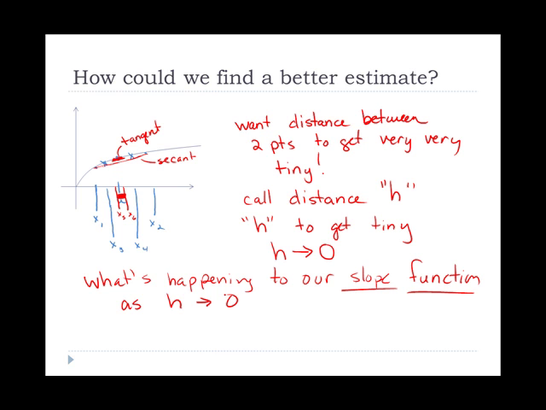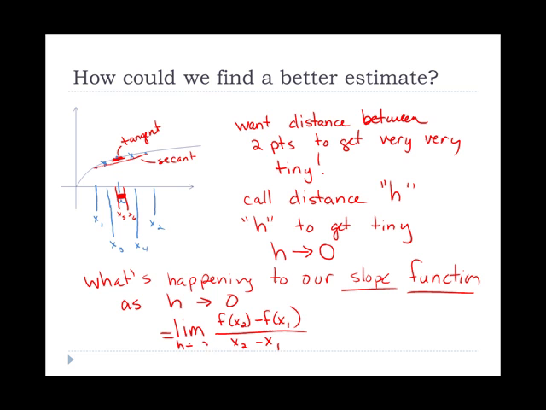Alright, well, let's put that into words. I'm going to leave the front blank for a minute, and that is our slope function, which is f of x2 minus f of x1, and those x1 and x2 can be any number, over x2 minus x1. That's our slope function. So what is happening to that function as h gets closer to 0? To answer that question, we take the limit as h goes to 0.